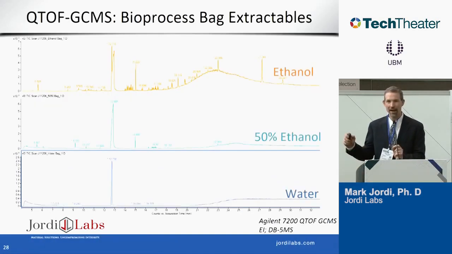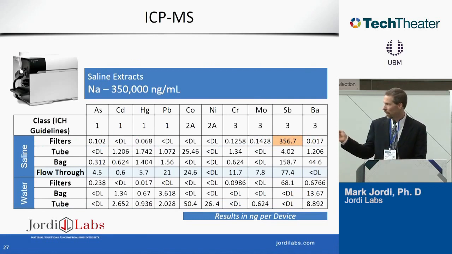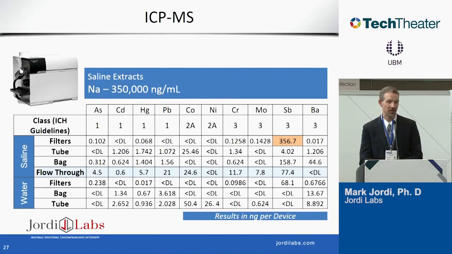And if we could go back one slide, thank you. So one thing I wanted to mention, one of the unique features that we like to use in this particular instrument is we can analyze over 11 orders of magnitude of linear dynamic range. So we can analyze all of these low nanogram per device levels, while at the same time having a salt background of 350,000 nanograms per mil. So that's very useful for looking at saline extracts.